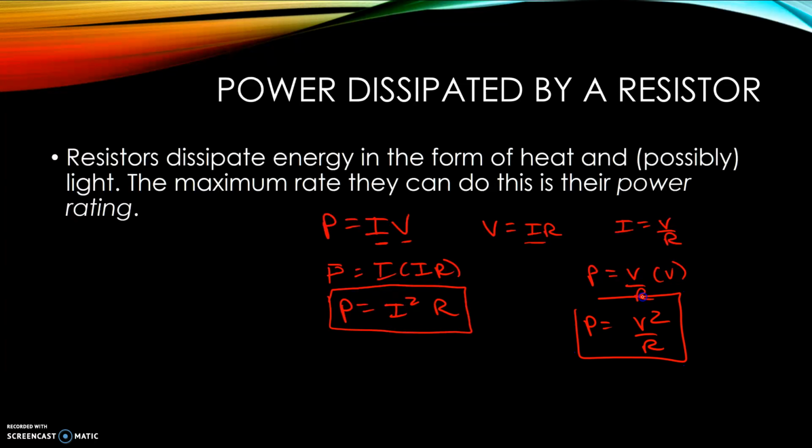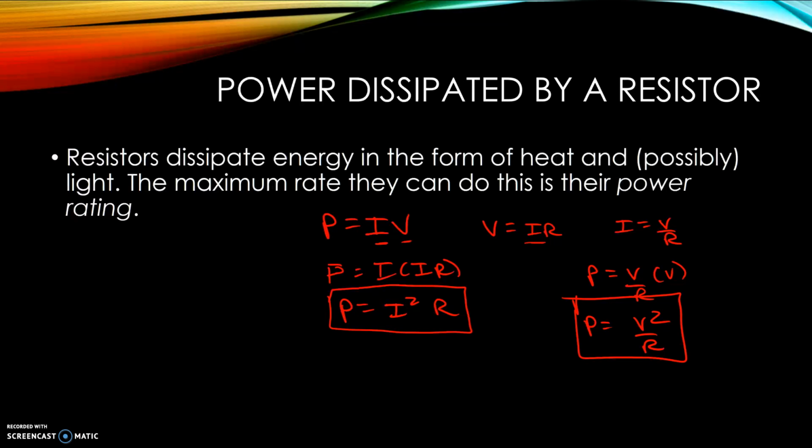So this is another equation. Maybe you don't know the current going through the resistor, but maybe you know the voltage drop across it. You can use this equation to calculate the power being dissipated by the resistor. So these two are very useful when you're focusing on a resistor. Not that you can't use P equals IV for a resistor, it's just that a lot of times in these problems, if you know the resistance and you know the current or the voltage, you can still calculate the power. So that's what these are used for.